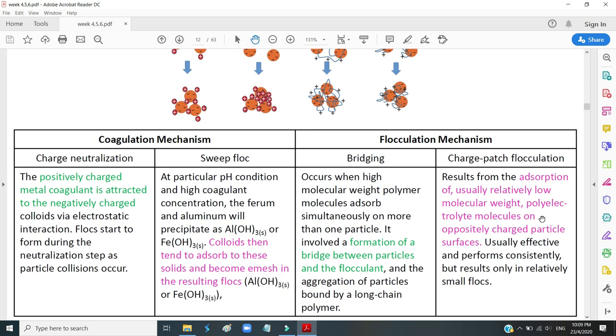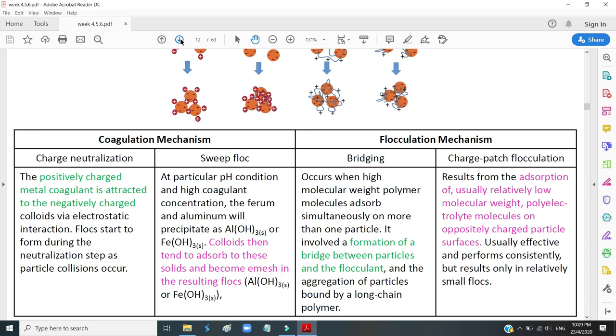And then finally, patch flocculation results from the adsorption of usually relatively low molecular weight polyelectrolyte molecules on oppositely charged particle surface. Usually effective and performs consistently, but results only in relatively small flocs. So this is not so effective because it is small flocs only. Bridging will have larger flocs.